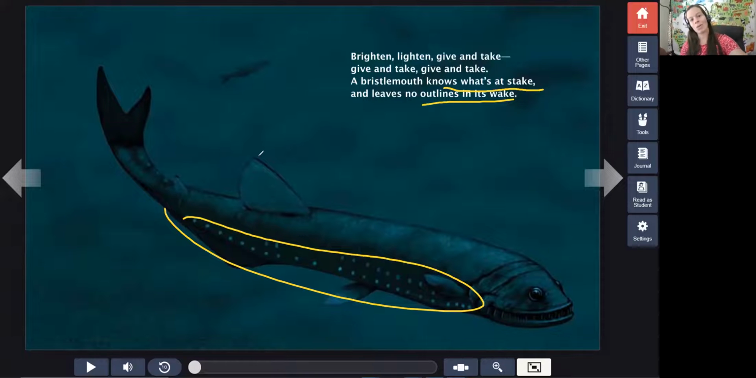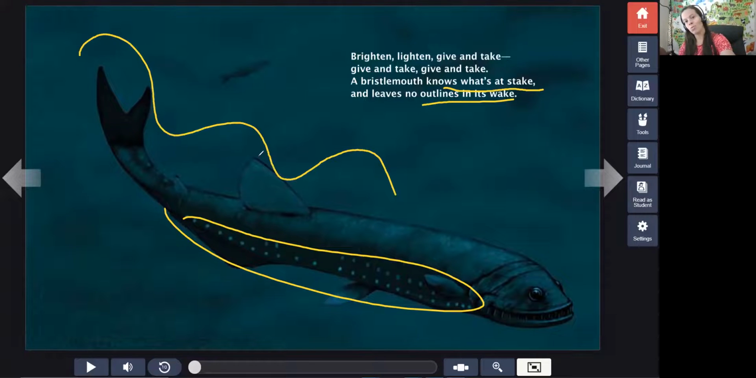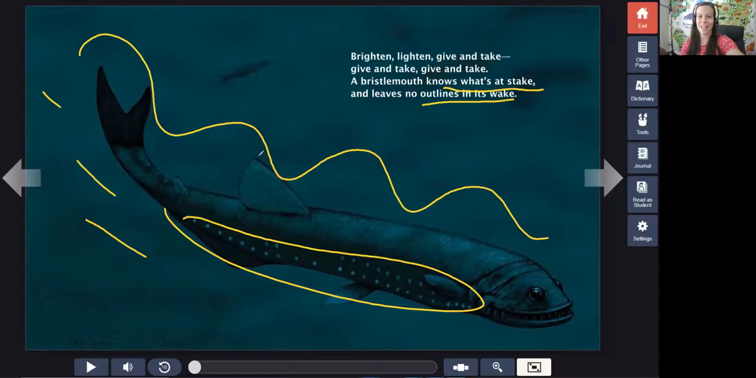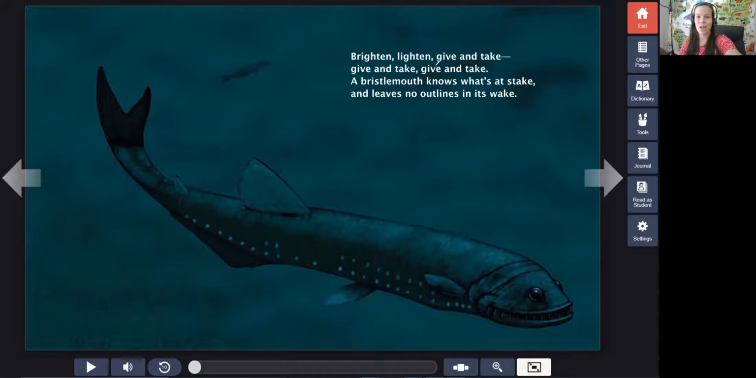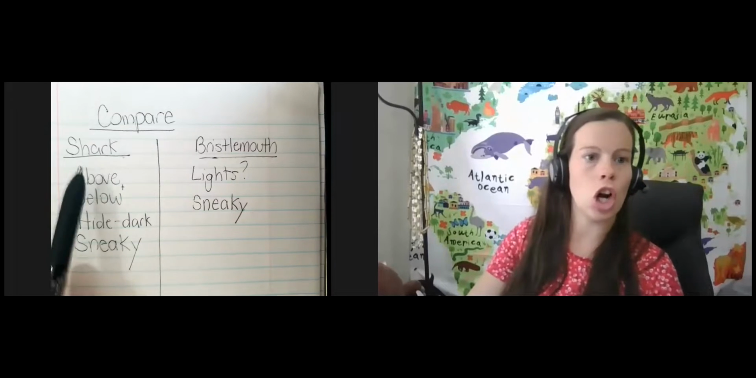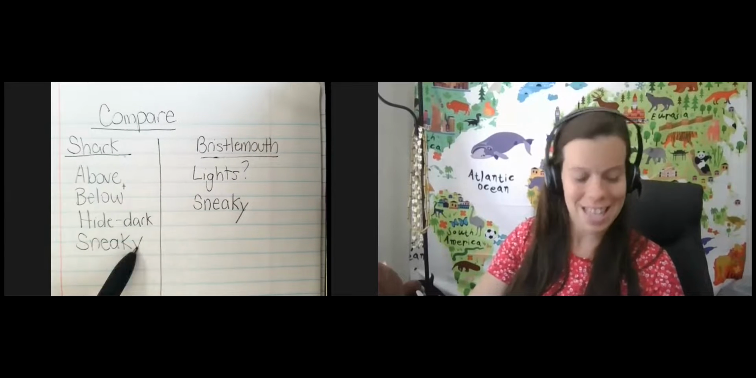Okay, so as it's swimming, do you see any lines like that next to it? There's no lines in this water over here. No lines at all. No outlines. Because it knows what's at stake. If it gets caught, it'll be eaten. So he is also very sneaky. Wait, didn't we already know that the shark was sneaky?